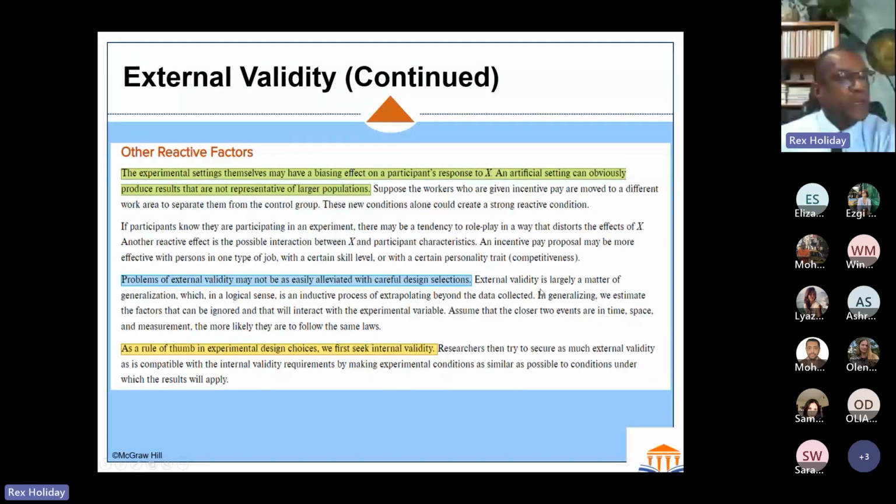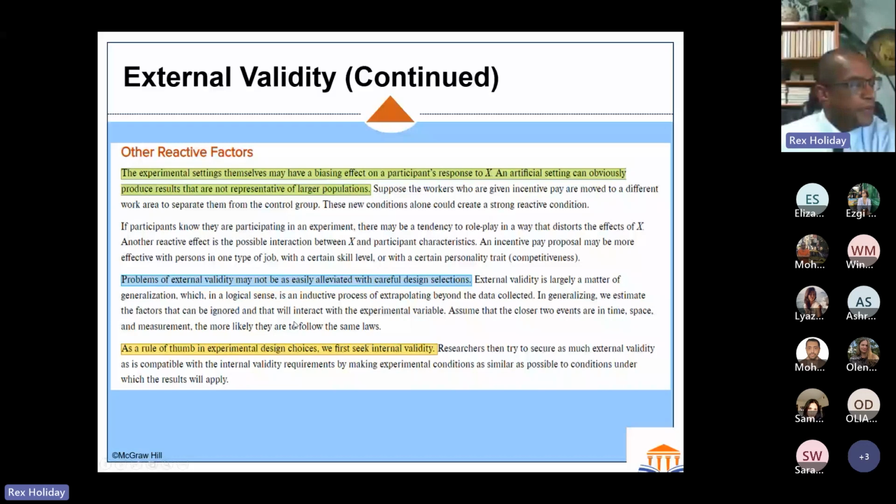So external validity is largely a matter of generalization, which, in a logical sense, is an inductive process of extrapolating beyond the data collected. So in generalizing, we estimate the factors that can be ignored and that will interact with the experimental variable. Assume that the closer two events are in time, space, and measurement, the more likely they are to follow the same laws. And that's where we do a generalization and we extrapolate based on that.